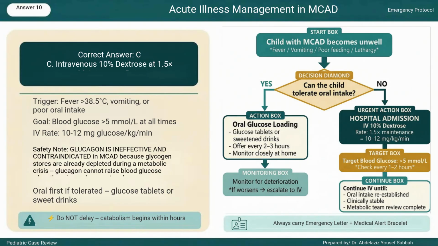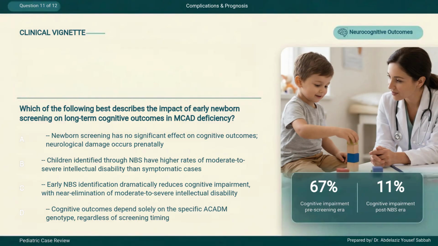If the child can tolerate oral intake, offer glucose tablets or sweetened drinks first. Do not delay, as catabolism begins within hours. Every family should carry an emergency letter and medical alert bracelet at all times. Case 11. A 7-year-old boy was diagnosed with medium-chain acyl coenzyme A dehydrogenase deficiency through newborn screening at birth.